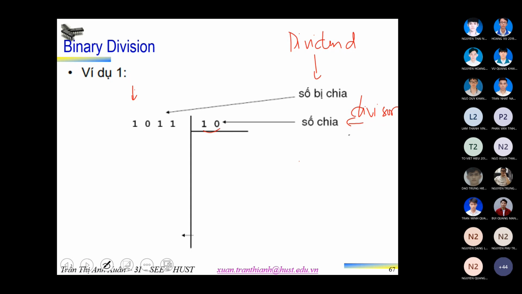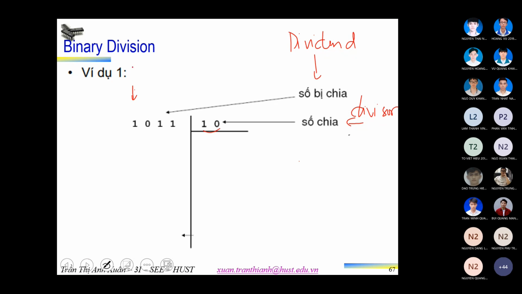The next step, if the group of the dividend is greater than or equal to the divisor, then we write 1 on the quotient. If not, we write 0 on the quotient and we still keep the group of the dividend. We do not subtract here. And then we get one more bit from the dividend and repeat the second step through to the final step.